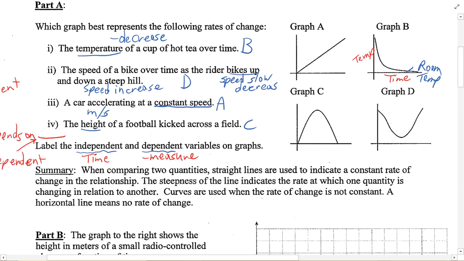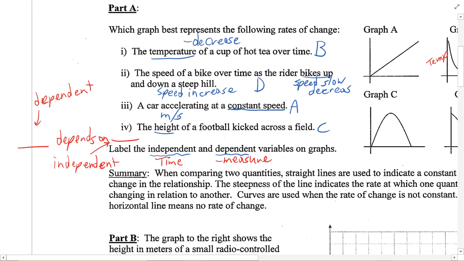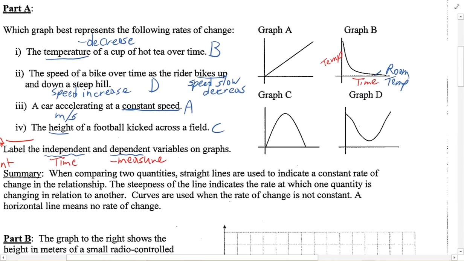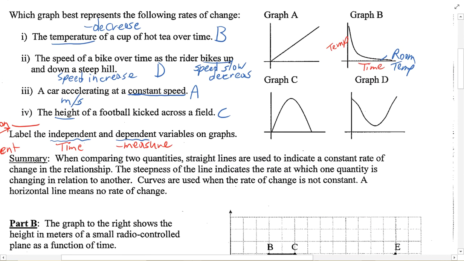Next one, speed of the bike. So does speed of the bike depend on time, or does time depend on the speed of the bike? Well, time doesn't depend on the speed of the bike. The speed of the bike depends on time. So for graph D, time, again, is almost always 99.9% down there, and the speed of the bike will be right here. Okay, so this will be your independent, and this will be your dependent.